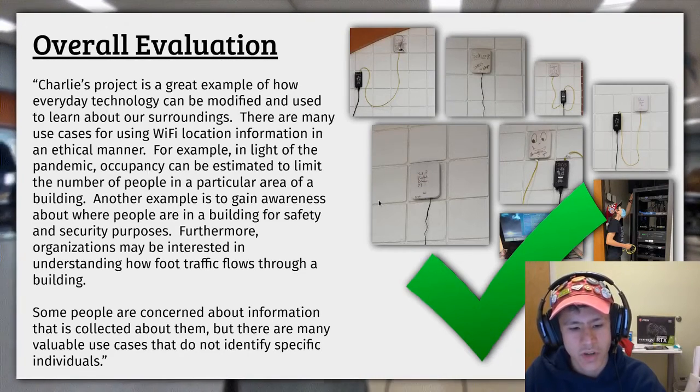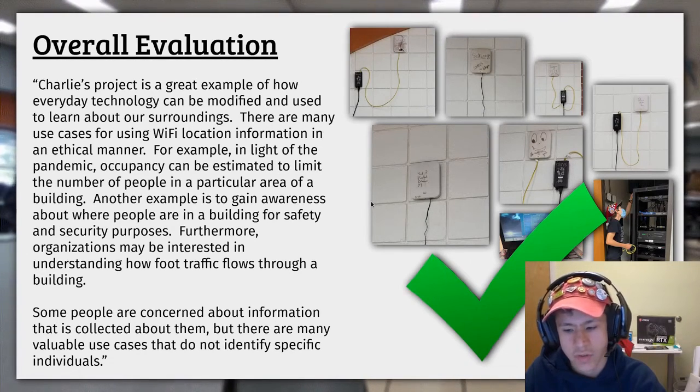Some people are concerned about the information that is collected about them, but there are many valuable use cases that do not identify specific individuals."